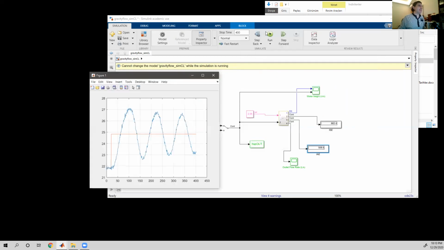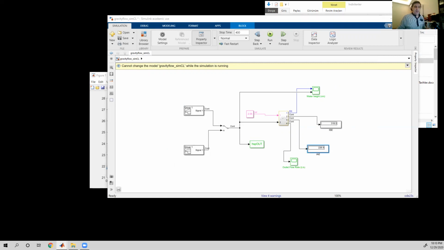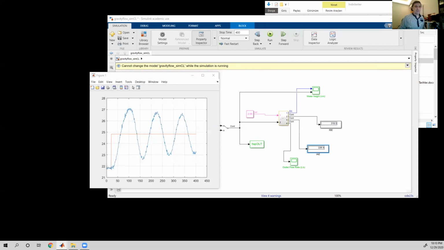So for this process, I'm going to run the whole process again. Now you should see that the integral absolute error and integral square error values have decreased. The initial values, I have noted them here. Initially, this was equal to 359, and this was equal to 252. Now, I'm not going to show the simulation because the animation is going to take a long time, but I'm going to show on the same figure this new controller setting's results.